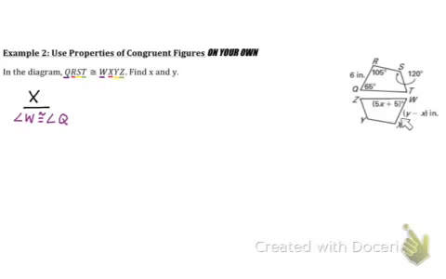Alright, so then we're going to use that statement, and right now, angle W is represented by 5X plus 5. So I'm going to substitute in 5X plus 5 for angle W, and that's going to be equal to, well, angle Q is 65 degrees. Once you have your equation set up, now you just solve for the variable.